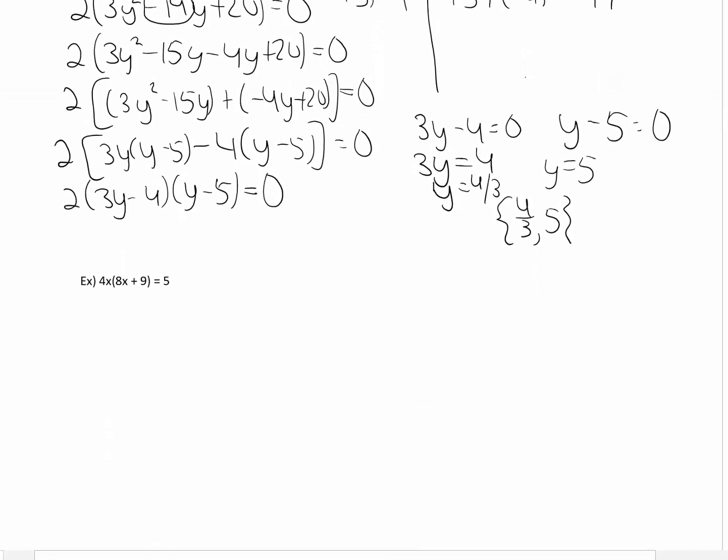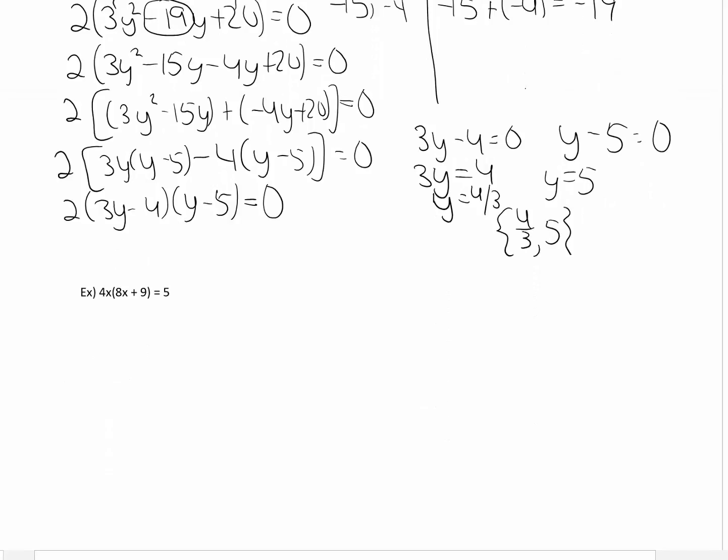Okay, let's take a look at the next example then. So, again, make a note here. I cannot set each of these factors equal to 5. The only time I can do that is when the equation is set equal to 0. Okay, so I'm going to subtract the 5. Now I'm going to distribute.